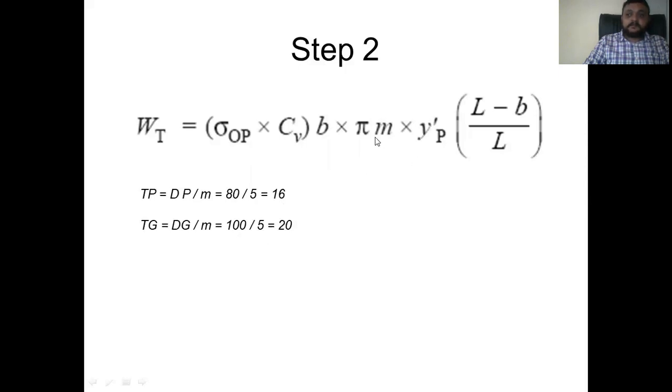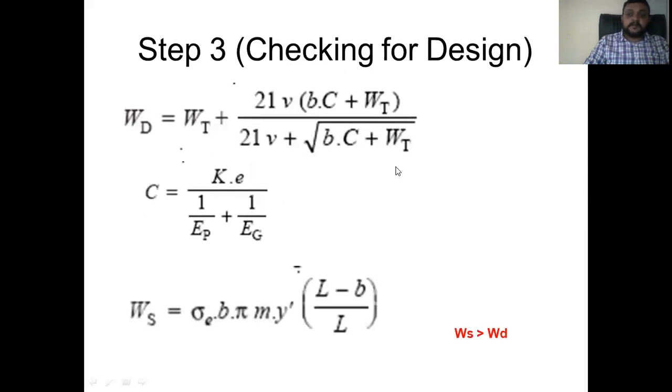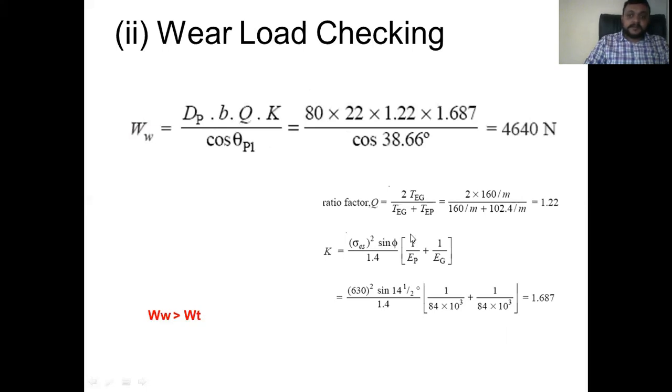You can calculate m by putting all the values in this equation in y dash form, y dash P, and try to calculate m, b and L, and then check for the dynamic loading, where W has to be more than Wd with the usual equation. And for wear load, you have to see theta P1 is the additional parameter that you have to add that is not used in the spur gear, and the ratio factor you have to calculate by using the equivalent number of teeth, and you have to calculate the K.